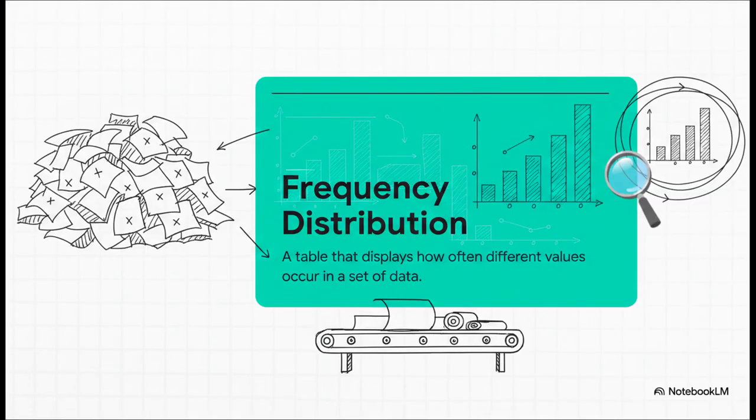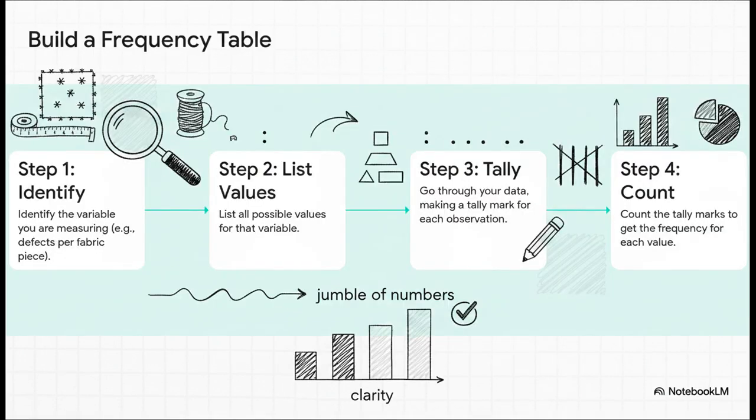Okay, the very first move is to take all your raw measurements. Let's say it's the number of defects you find in each piece of fabric, and you organize them into something you can actually make sense of. This is what we call a frequency distribution, and it's the absolutely crucial first step to get from a messy pile of data to a clear, useful insight. And you know what? Building one is actually pretty simple. You figure out what you're measuring, you list all the possible outcomes you see, and then you just go through your data, making tally marks like you did in school. It's a simple four-step process that brings instant clarity to what would otherwise be just a meaningless jumble of numbers.